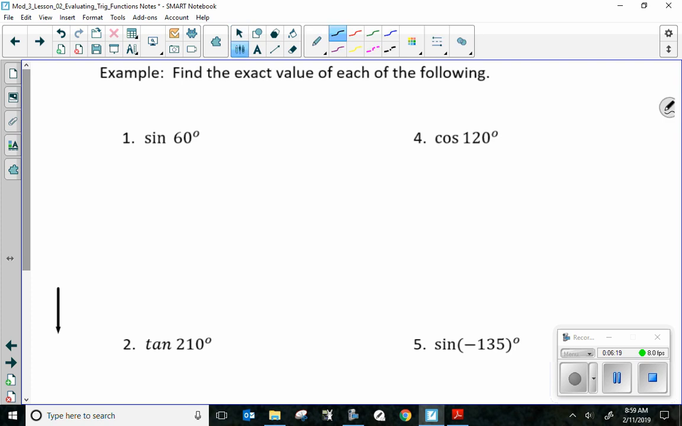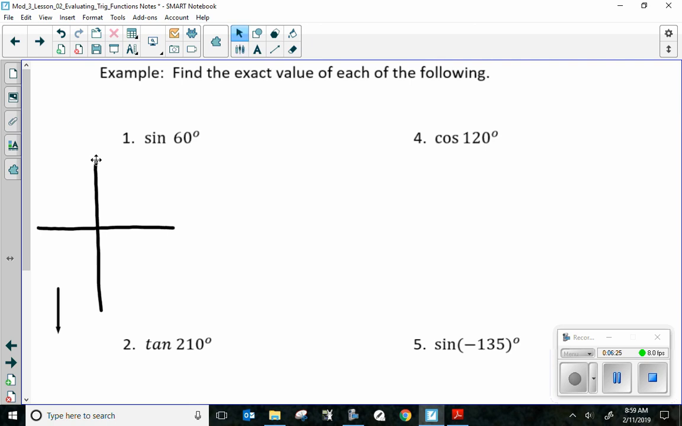So sine of 60. The first thing I'm going to do is draw an axis and draw a 60-degree angle. Starts at 0 degrees. Here's 90. 60 is probably up something like this. This is 60 degrees. Okay?